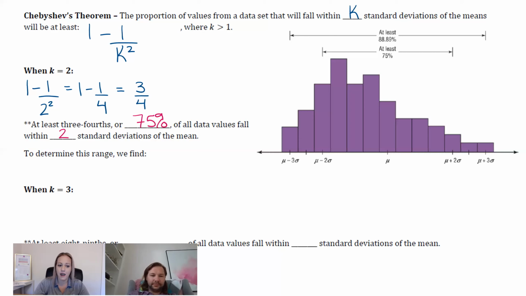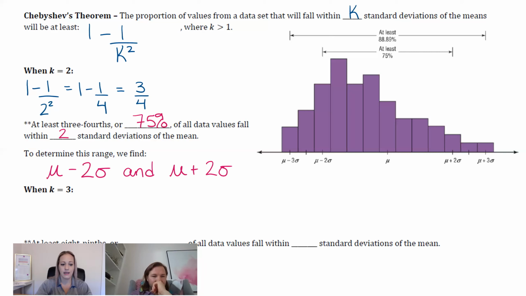Now, if you want to figure out what that range actually is, you take the mean and subtract 2 standard deviations. That's going to give you the lower value. And then to get the upper value, you take the mean and add 2 standard deviations. That'll tell you what the lower value is and what the upper value is. Okay, so that's when k is 2.